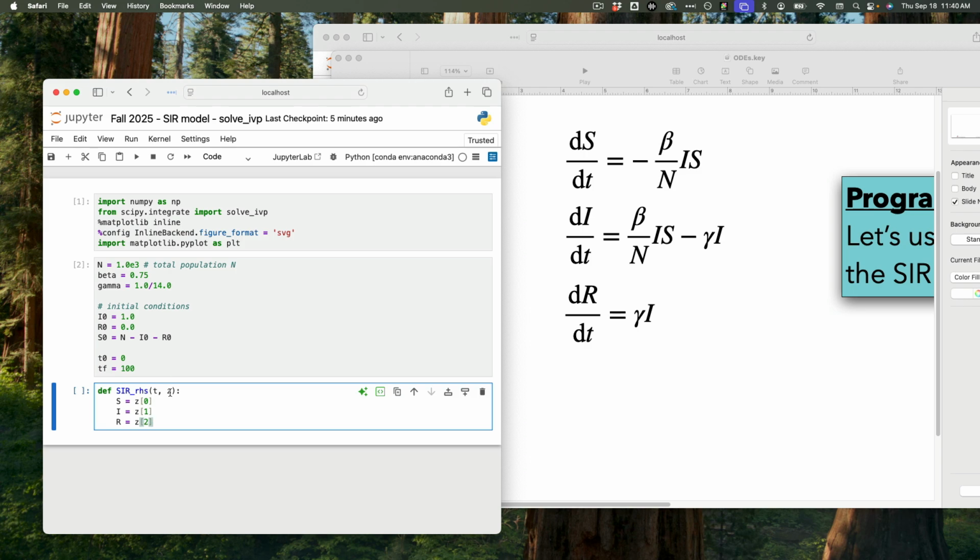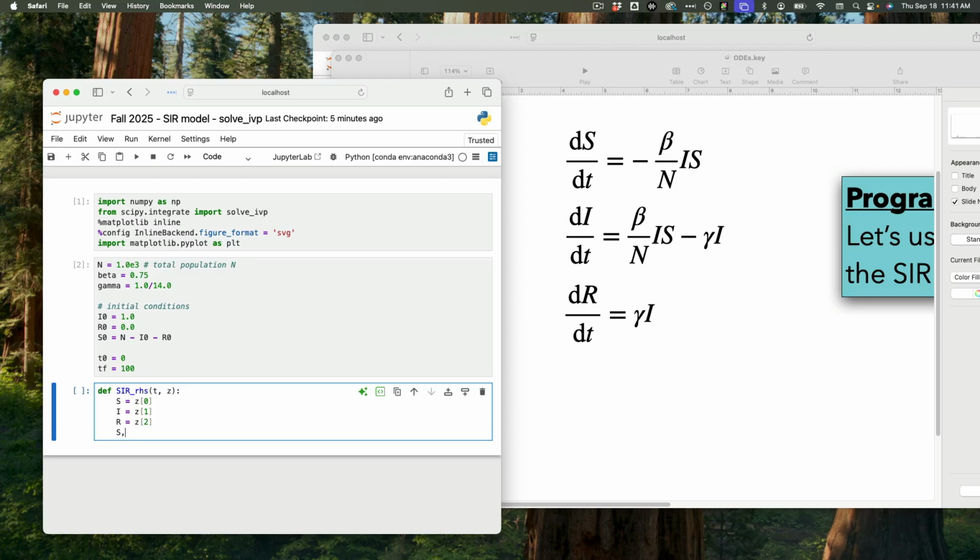So don't worry about how this works out. I know that I'm solving 3 equations. So solve IVP is going to return to me a vector containing these 3 variables. And they're going to be stored in an order of my choice. And I'm choosing to put them in this order. The initial conditions are also going to be S0, I0, R0. So everything is going to go SIR, like this.